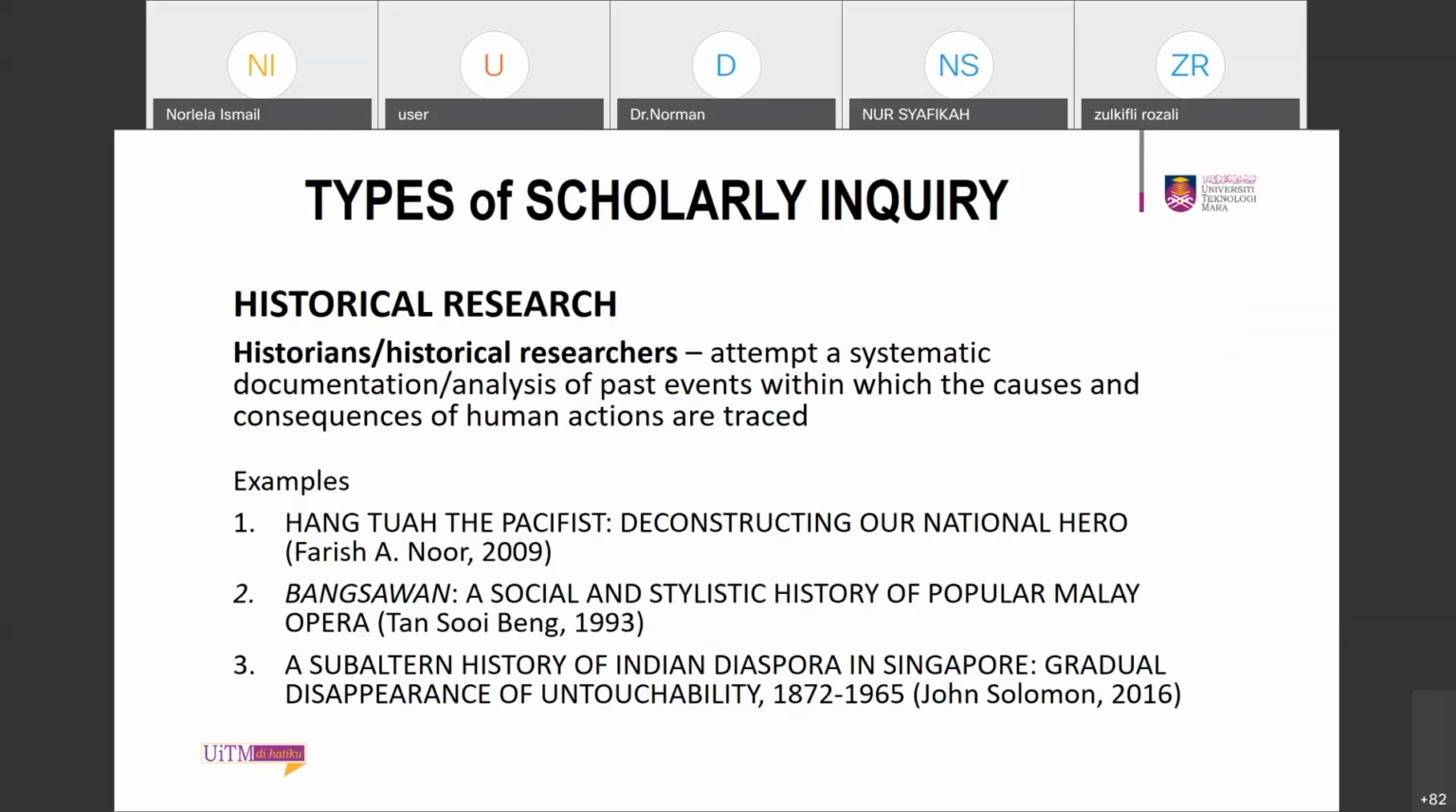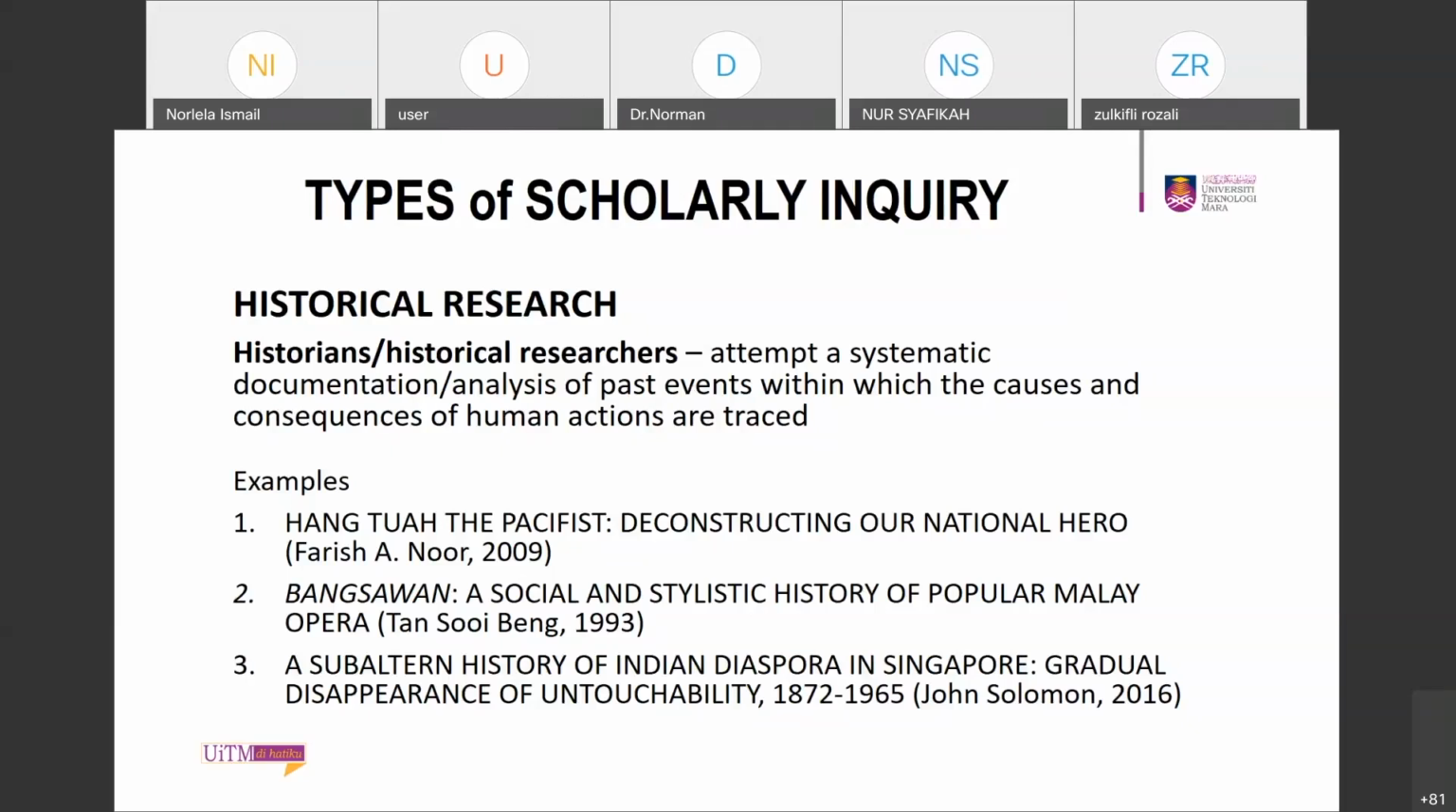These are examples. The first example is Farish Noor, who focuses on the deconstruction of Hang Tuah as a national hero, where he argues that Hang Tuah is very much a hero for the whole Southeast Asia instead, not only a hero for the ethnic Malays, which is very much informed by cultural essentialism, a narrow kind of understanding of cultural identity. So he argues and discusses further the idea of Hang Tuah as a more cosmopolitan kind of icon or figure in our national and imaginary and historical discourse.